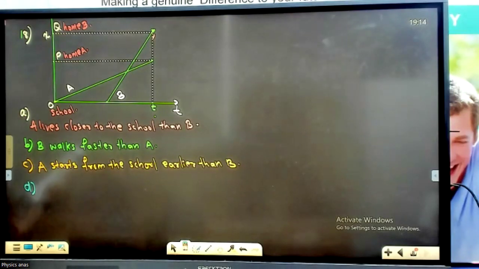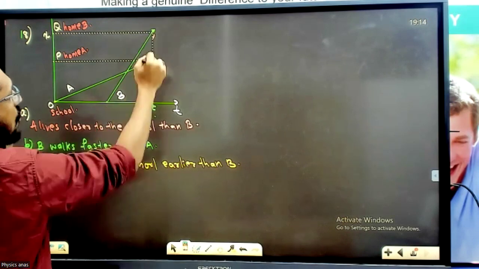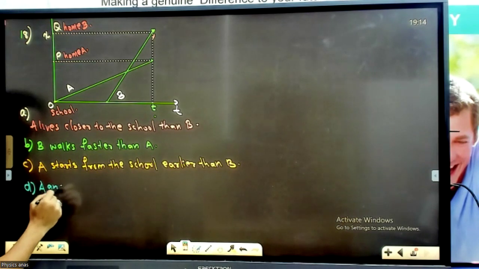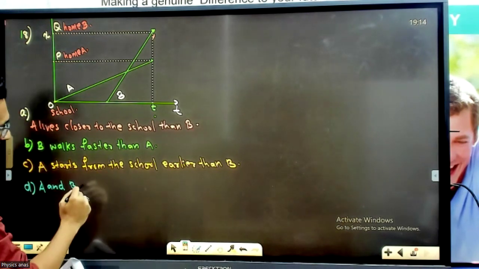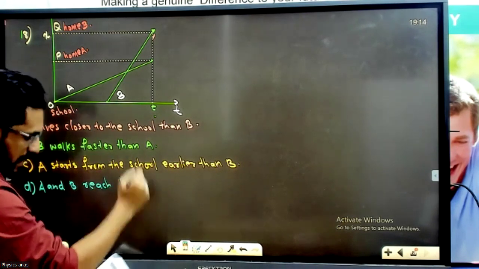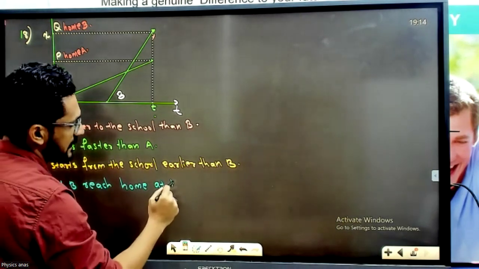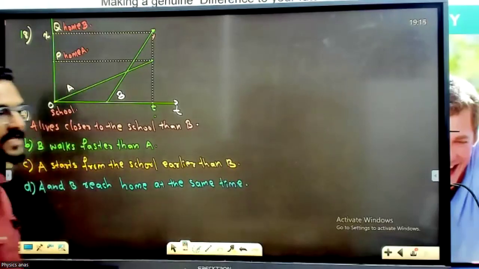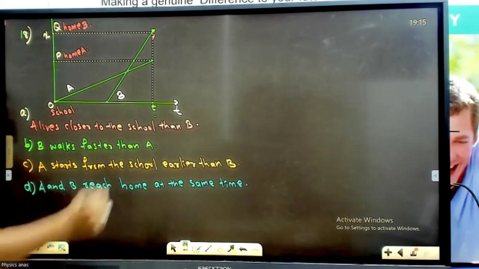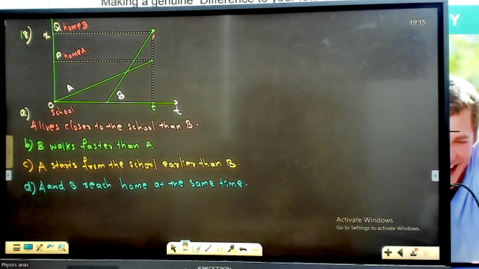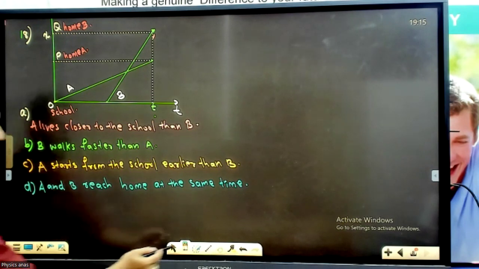Do A and B reach home at the same time or at different times? Yes, they are reaching their respective homes at the same time. Did you get it? They both are reaching their homes at the same time, at time T. Got it? Okay, then that's option D.